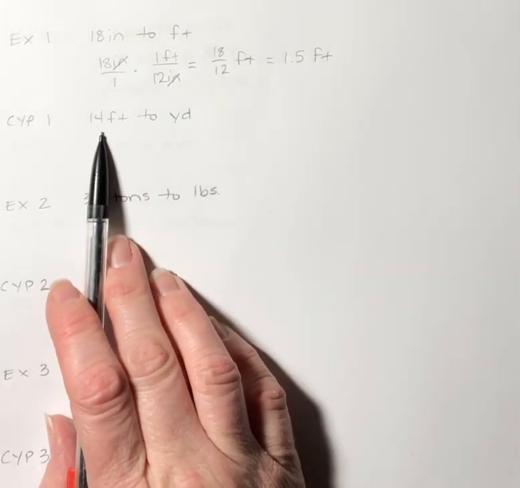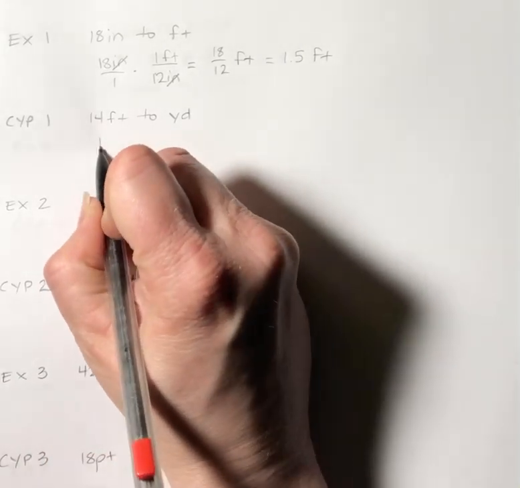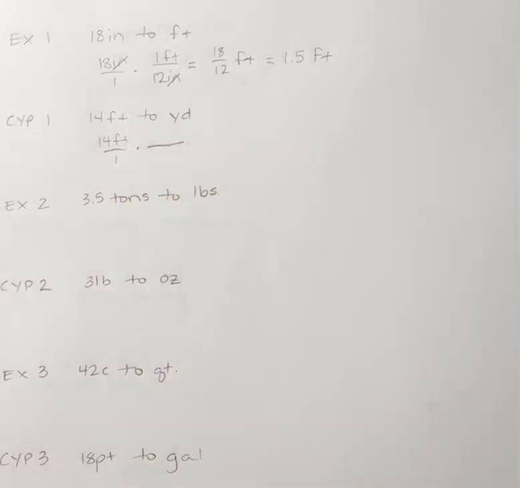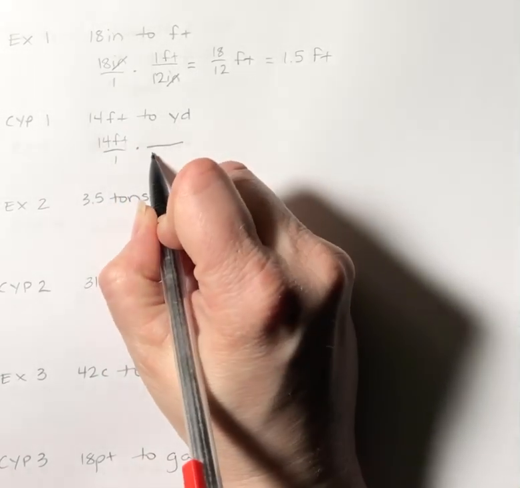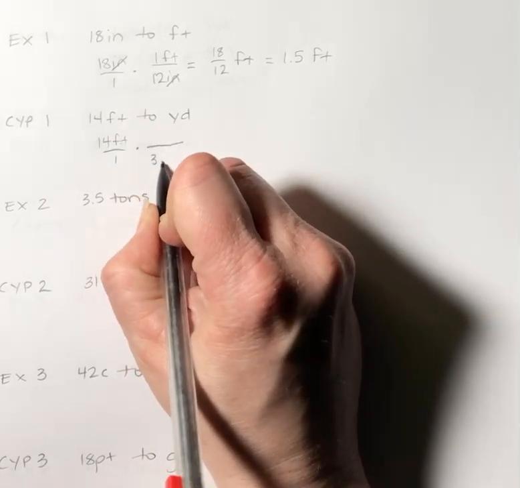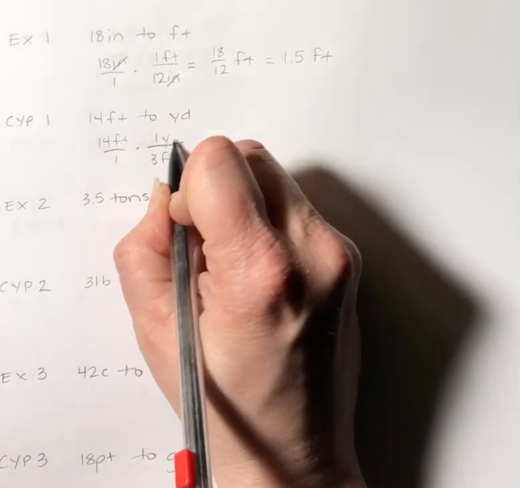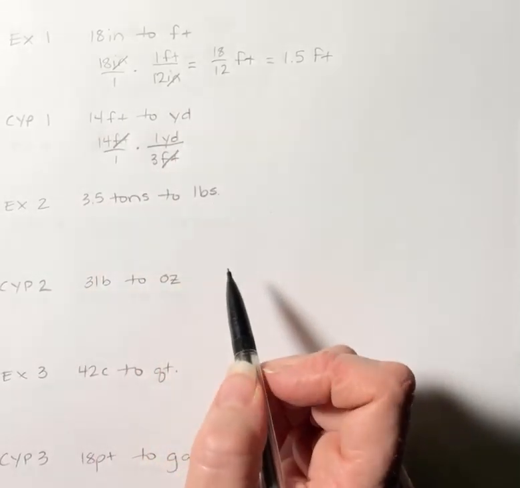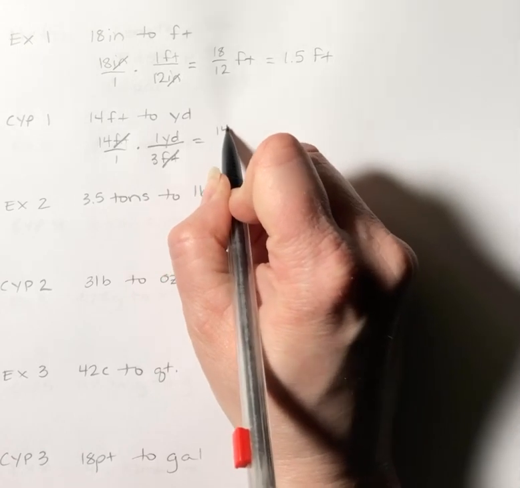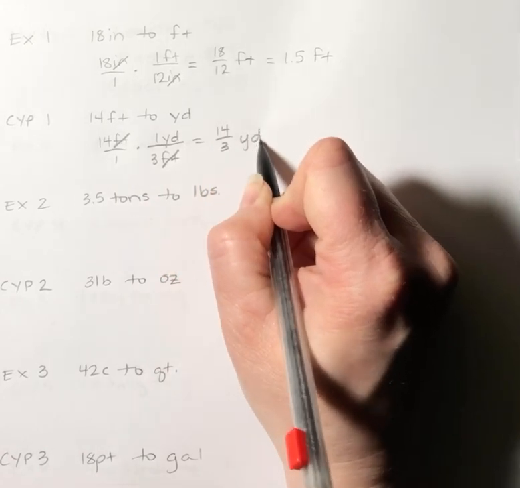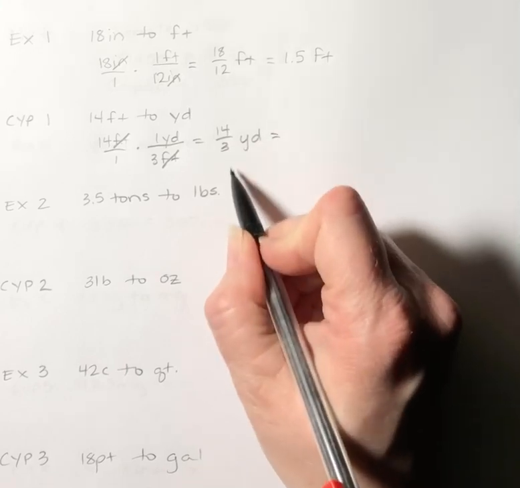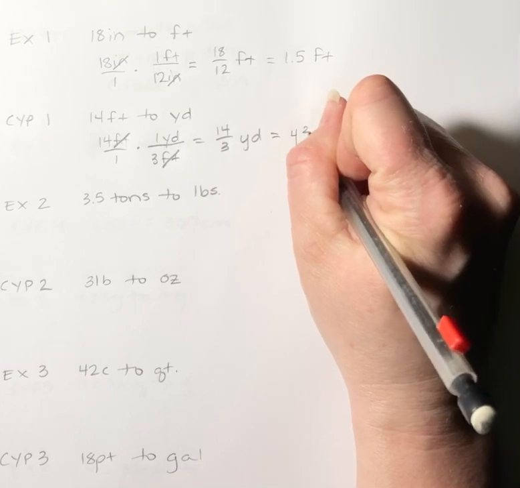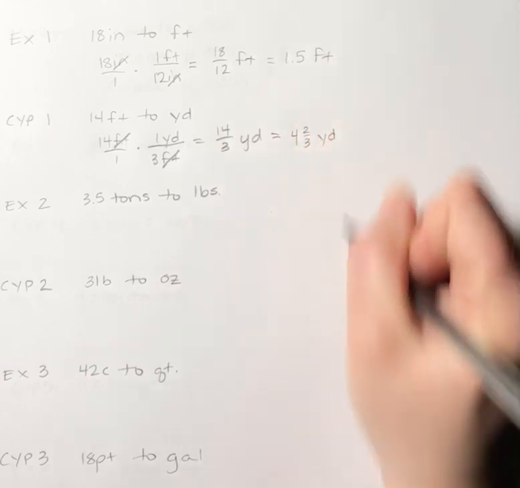Check your progress 1. We're converting 14 feet to yards. So I put 14 feet over 1. My conversion factor is that 3 feet are equivalent to 1 yard. My feet are on top, so I put them on the bottom so that my units can cancel. I multiply across and I get 14/3 yards. 14 is not evenly divisible by 3, so this is equal to 4 2/3 yards.